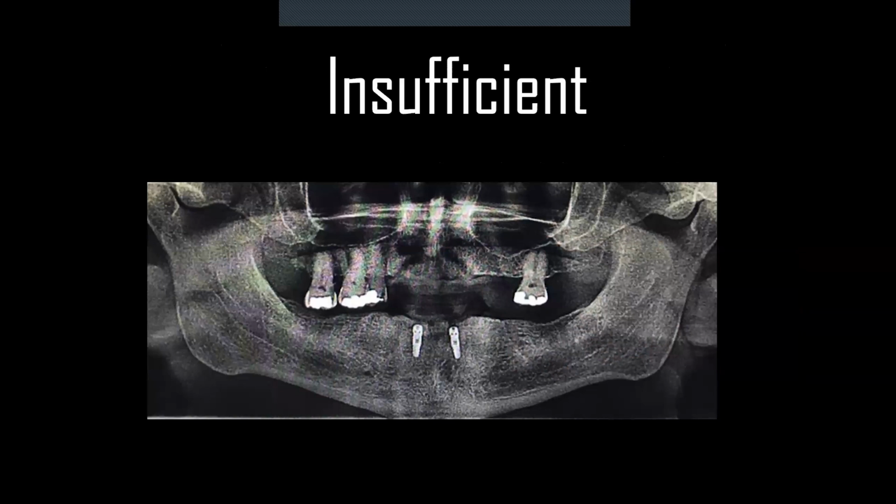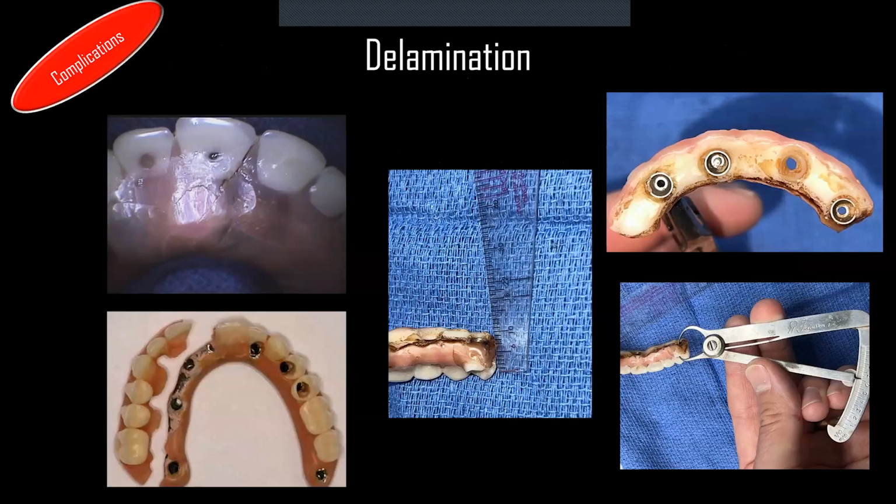If we start with the complications that we get with insufficient space, where we just don't have enough space for that restoration, one of the complications is going to be delamination, where the teeth are breaking off the prosthesis or the tie bases keep falling out of the prosthesis. And that's just from inadequate restorative space for the prosthesis.